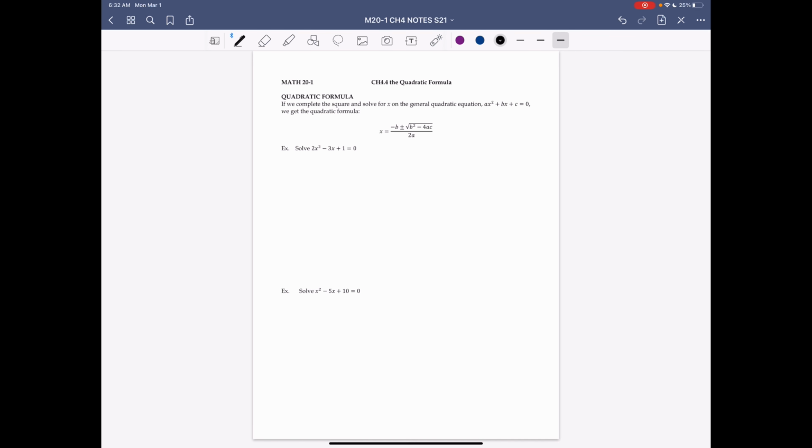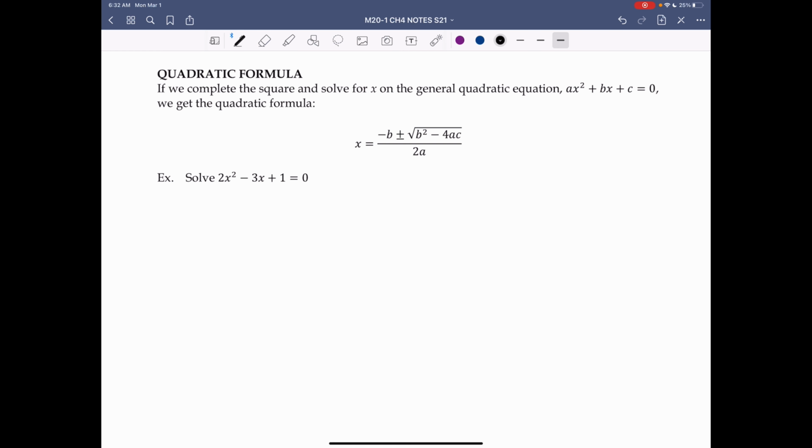Chapter 4.4, the quadratic formula. If we complete the square and solve for x on the general quadratic equation, ax squared plus bx plus c equals 0, we get the quadratic formula, which is x equals negative b plus or minus the square root of b squared minus 4ac, all divided by 2a. That's on your formula sheet. You do not need to memorize it.